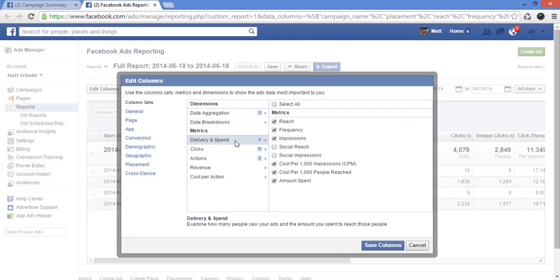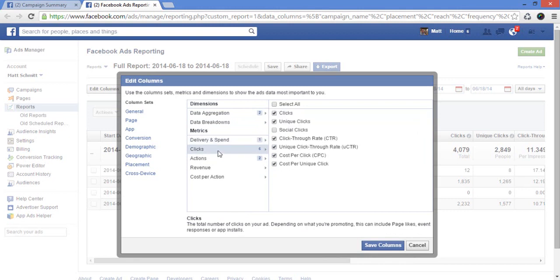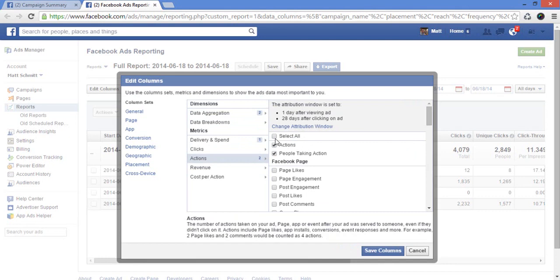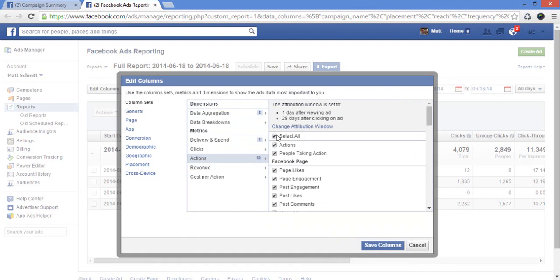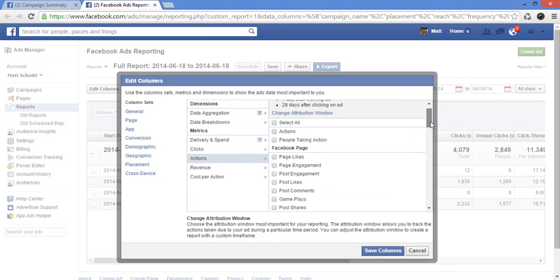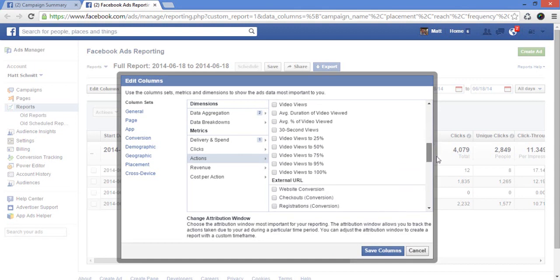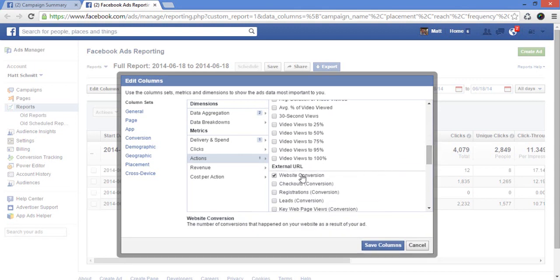Delivery, spend: you can unclick everything and hit Amount Spent. Clicks, you don't need anything. Actions: unclick everything. All you are concerned about is website conversion.